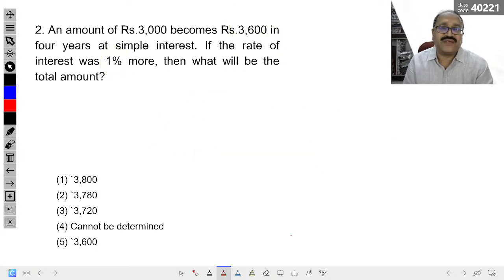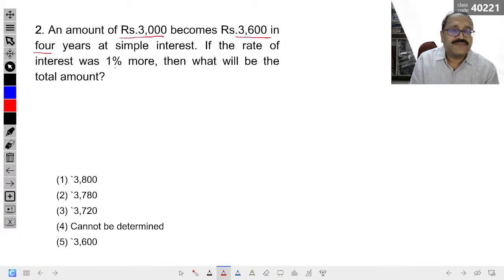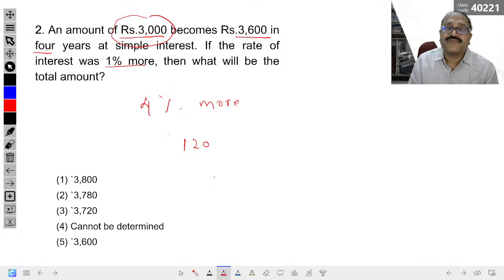So this question is a very, very simple question. We don't need to write this much. We know that this is the principal, and this is the amount, and this is for 4 years. If the rate of interest is 1% more for 4 years, it will be 4% more. 4% on what? 4% on principal. So on 3000, 4%, that is 4 threes are 12, 120 more. So if the interest is 120 more, the amount will also be 120 more. So my old amount is already known to us, 3600 plus another 120, that is 3720.